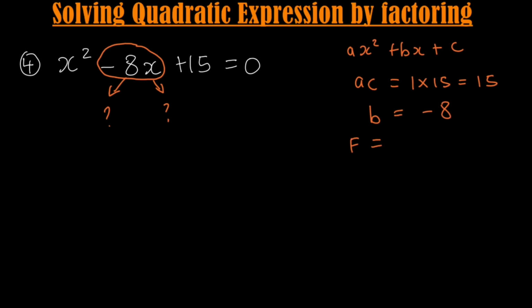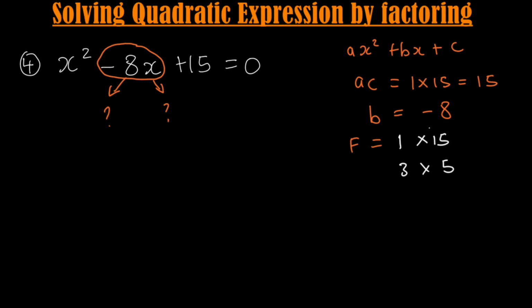So what 2 factors will multiply to give us positive 15, but add to give us negative 8? List out all of the factors that we can multiply to get 15. We know that 1 and 15, when we multiply, we get 15. We know that 3 times 5 will give us 15. So these are the factors that we can multiply to give us 15.